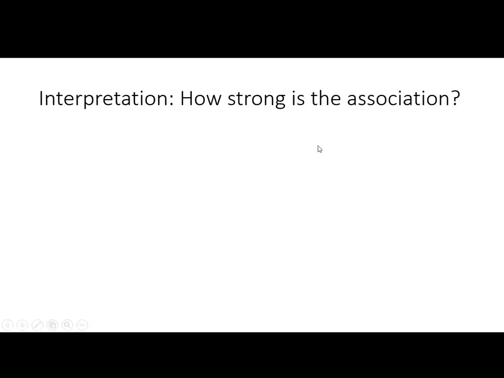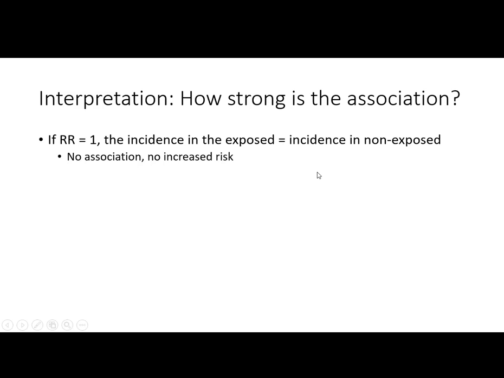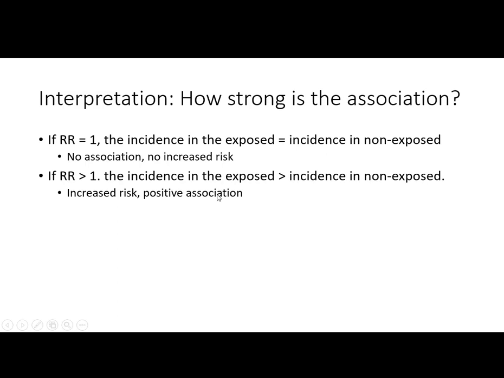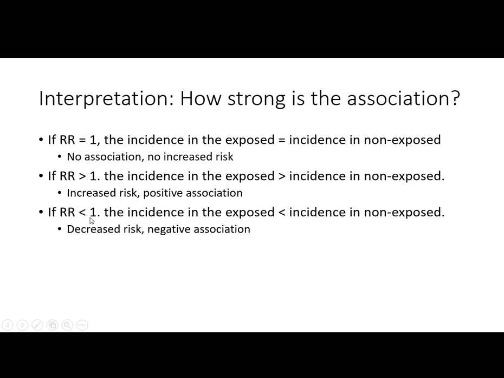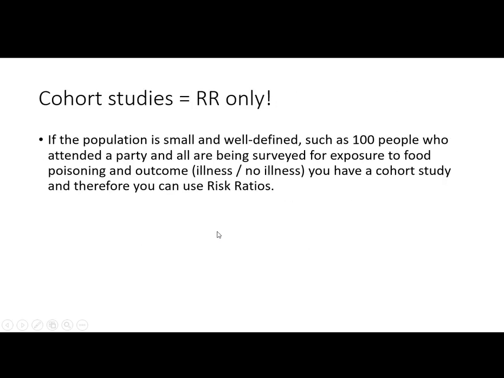The interpretation, how strong is the association? If the relative risk is equal to 1, the incidence in the exposed is equal to the incidence in the non-exposed. So there's no association and no increased risk. If the relative risk is greater than 1, the incidence in the exposed is greater than the incidence in the non-exposed, and there's an increased risk or a positive association. If it's less than 1, the incidence in the exposed is less than the incidence in the non-exposed, and there's a decrease or protective effect and a negative association.